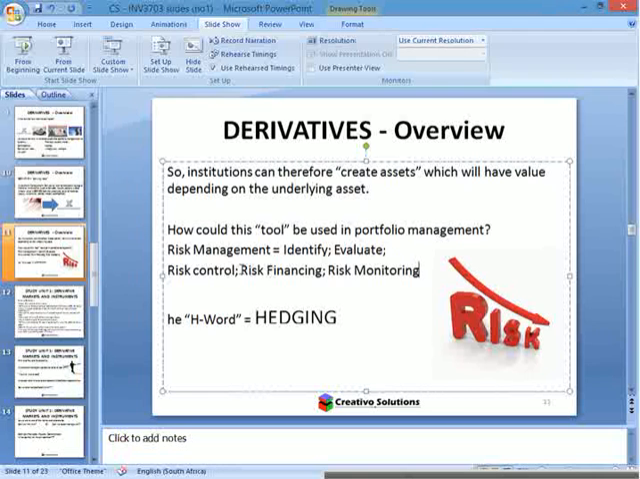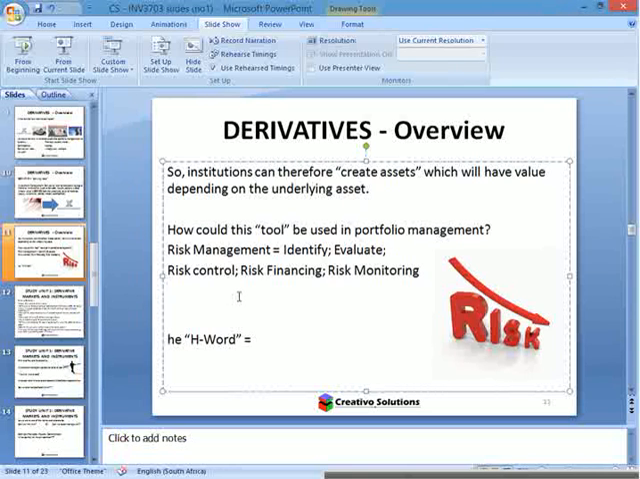So when looking at risk management, there's a process that we need to go through, and we're looking at derivatives. So as a tool, how do derivatives help with managing risk? Is it the identification, the evaluation, the control, or the financing, or the monitoring? Control and financing. Okay, the control would be non-monetary ways of implementing or improving processes to avoid risk.